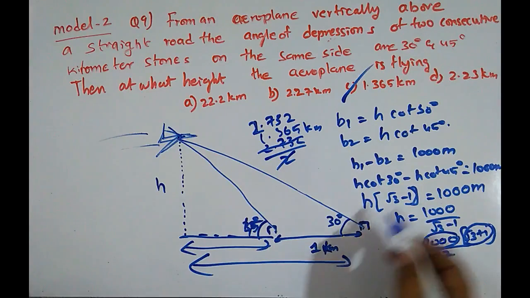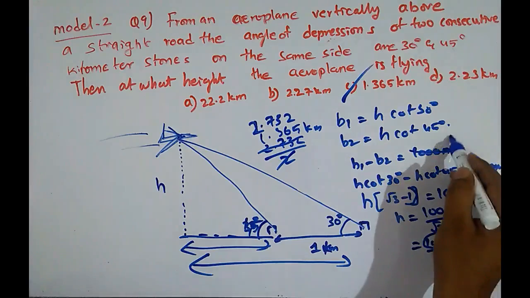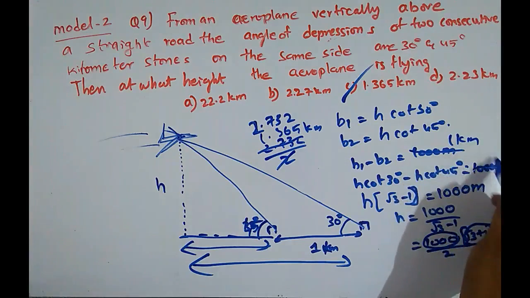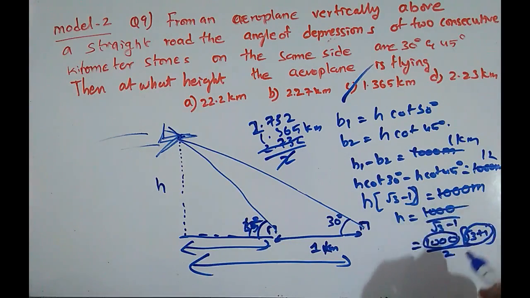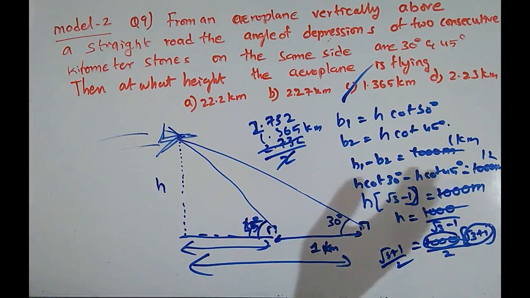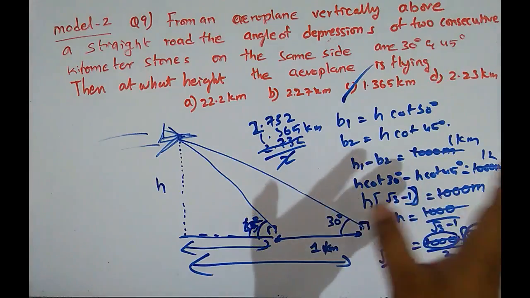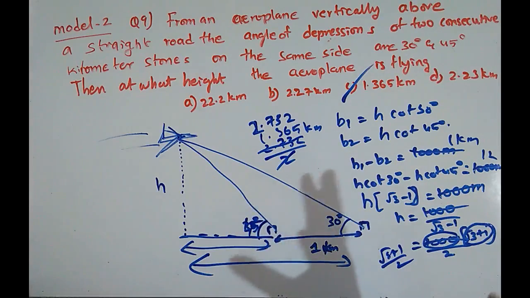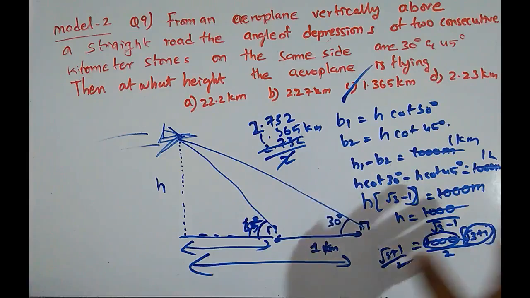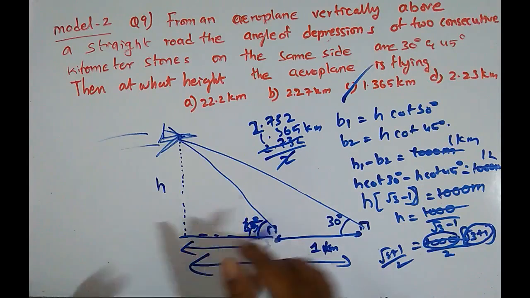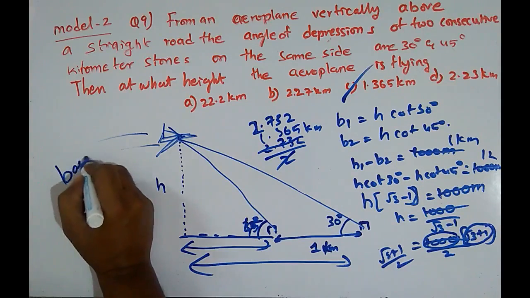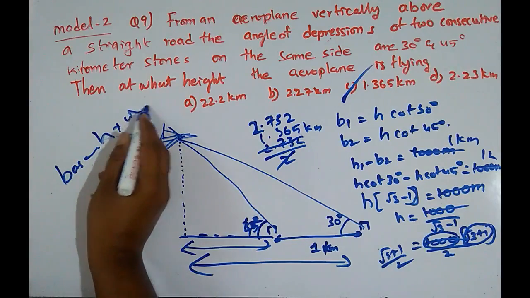Or you can stick to 1 kilometer instead of 1000 meters. You can directly go for 1 kilometer. So all you will be getting is root 3 plus 1 by 2, 2.732 by 2, that is 1.366 kilometers. Here friends, solving the answer is important. In the same way, I was making you get familiar with this model, how to solve it by using only one formula, base is equal to h into cot theta, friends.